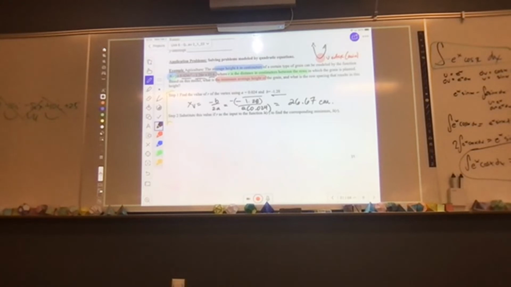Okay, I need units. Now, in addition to that, we have just found the row spacing, but I'm not asked for just the row spacing. I need to know the corresponding average minimum height. So I need to find the y value. So I'm just substituting this in and evaluating h at r. So what is that? h of 26.67. What is the output? I'm just taking this equation and substituting in 26.67 for r.